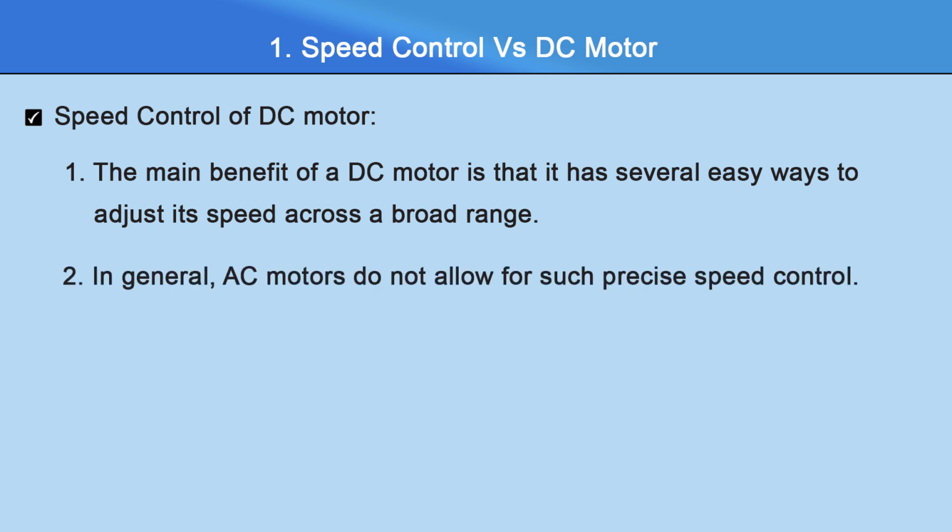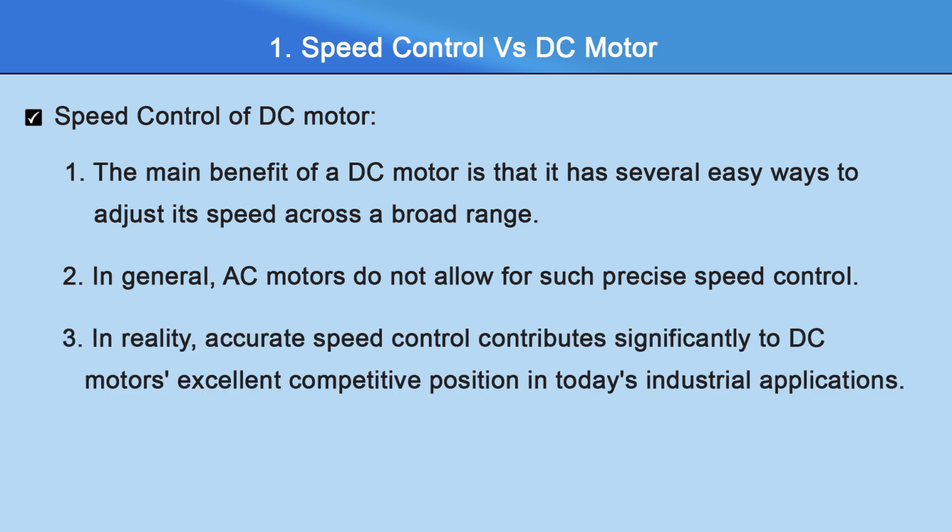Point number 2 says, in general AC motors do not allow for such precise speed control. If we compare the DC motor with the AC motor, such precise speed control methodologies are not possible with the AC motor. So, DC motor speed control is easy and convenient in comparison to AC motor speed control. And point number 3 says, in reality accurate speed control contributes significantly to DC motors' excellent competitive position in today's industrial applications.